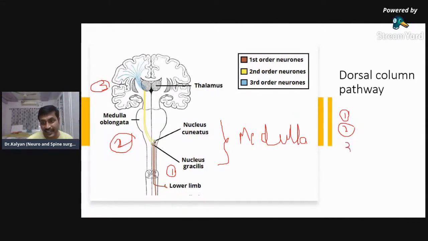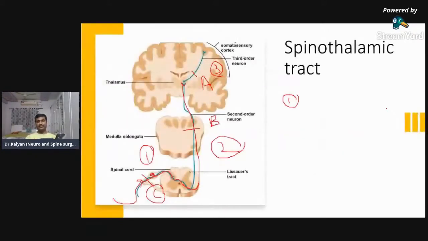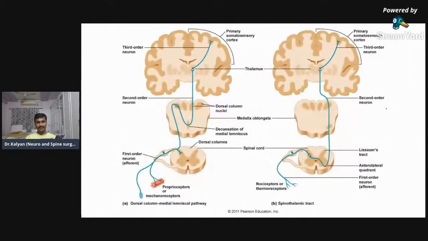And the third one, which is very important: where is the decussation of the dorsal column pathway? Is it in the spinal cord or in the medulla? Right. It is in the lower part of the medulla. So from a clinical point of view, in these three pathways, we have to remember only these three questions. If you remember these three questions, you will be able to localize the lesion. Okay.